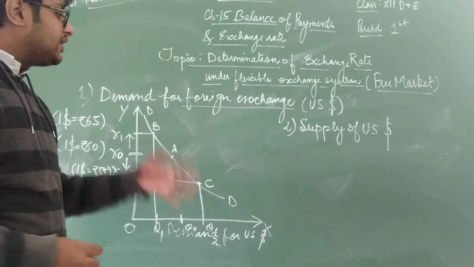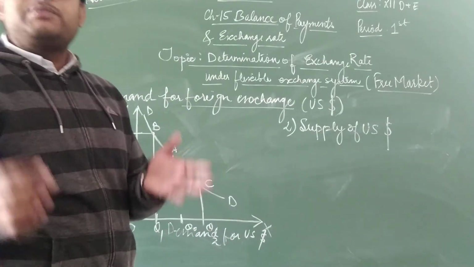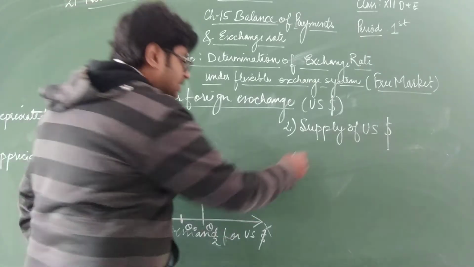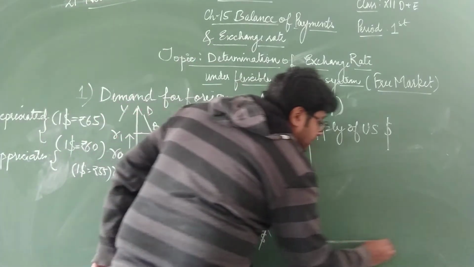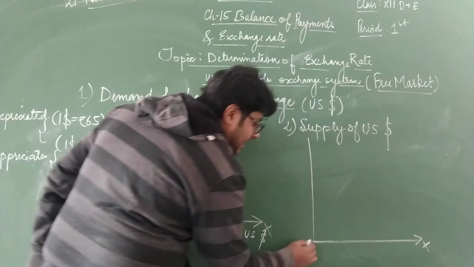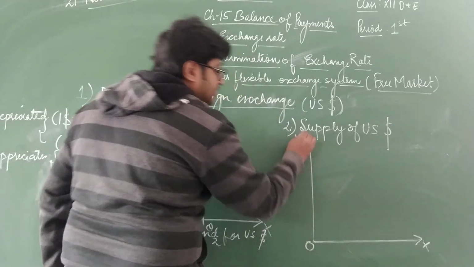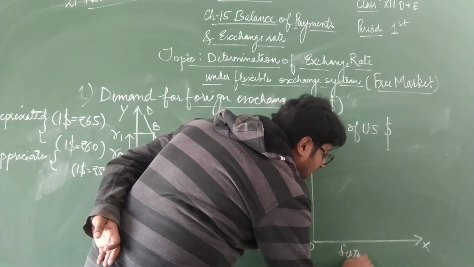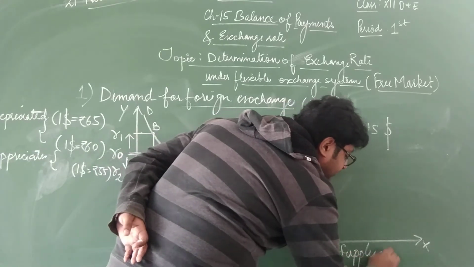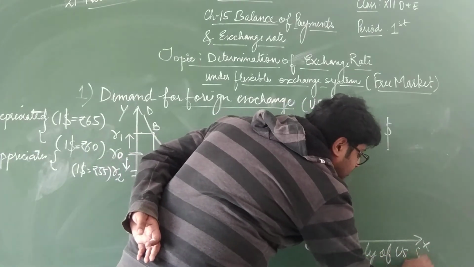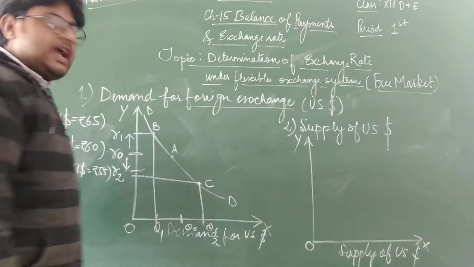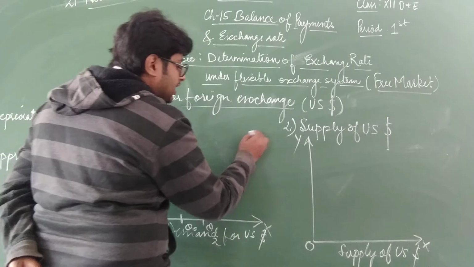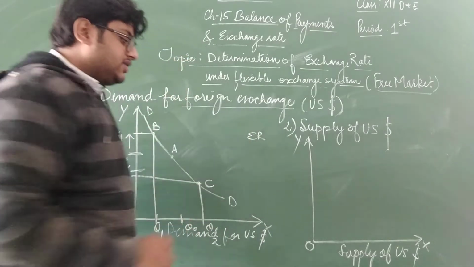So students, now let us see what is the relationship between the supply of US dollars and the exchange rate. So again we will draw the diagram. We will take x-axis, origin, y-axis same. On the x-axis we will show supply of US dollars, and on the y-axis again I will show the exchange rate.